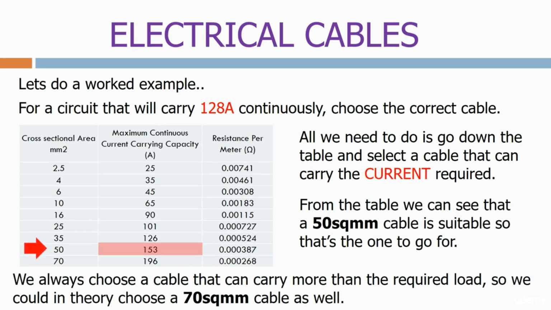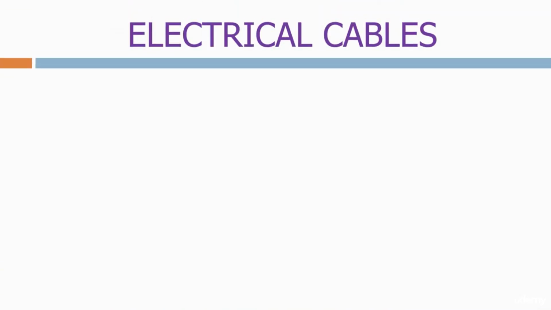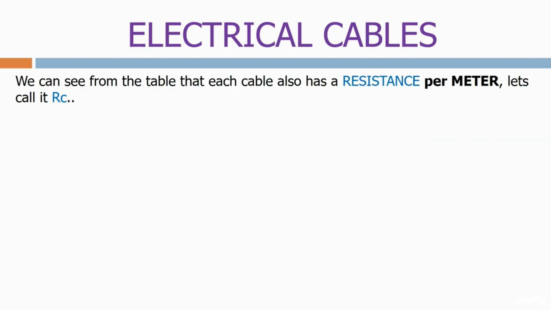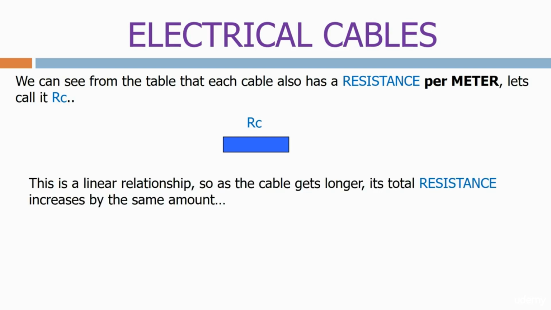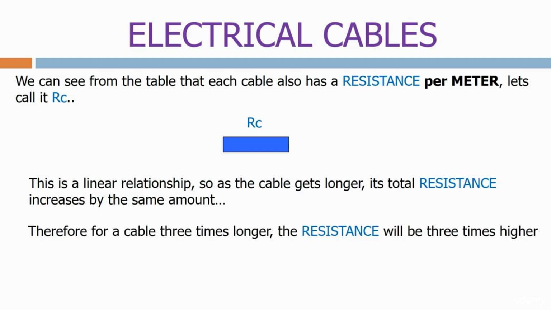We always choose a cable that can carry more than the required load, so we could in theory choose a 70 square millimeter cable as well. We can see from the table that each cable also has a resistance per meter. Let's call it RC. This is a linear relationship, so as the cable gets longer, its total resistance increases by the same amount. Therefore, for a cable 3 times longer, the resistance will be 3 times higher.